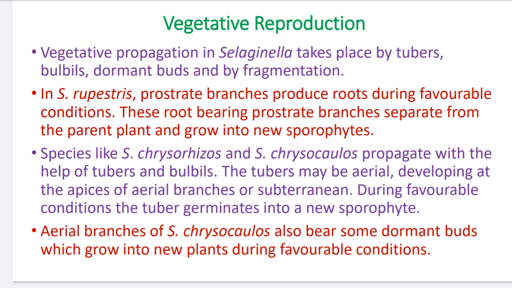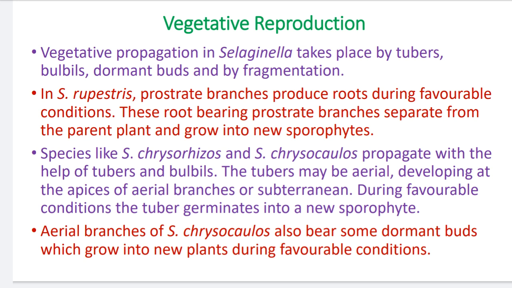Number 3. Species like Selaginella chrysorhizos and Selaginella chrysocaulos propagate with the help of tubers and bulbils. These tubers and bulbils are developed in these two species. The tubers may be aerial, developing on the aerial branches.